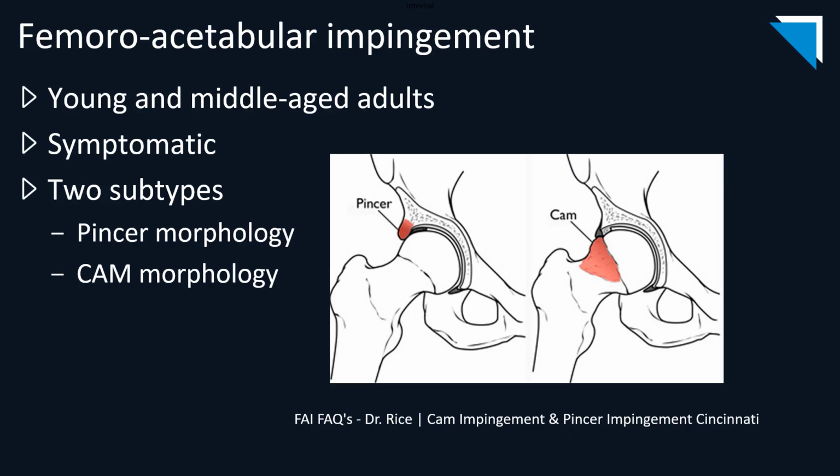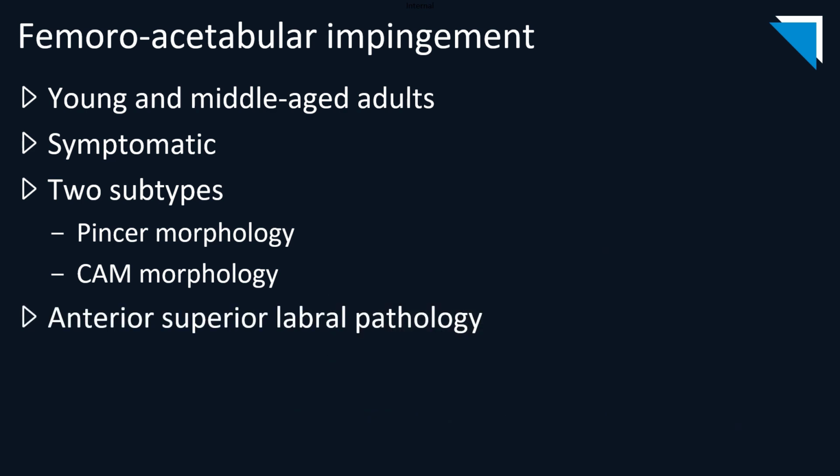This diagram nicely illustrates the differences between the two morphologies. Recall that we only diagnose femoroacetabular impingement in symptomatic patients because a portion of the population will have the underlying morphologic changes without symptomatology. Both subtypes of femoroacetabular impingement result in damage to the anterior superior labrum.